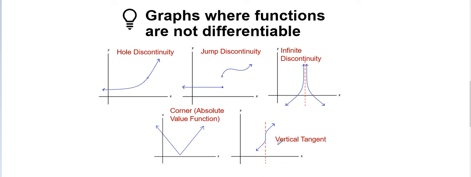And kapag meron tayong corner or absolute value function, no, automatic po, not differentiable yan. Then, dito naman sa ating pong isang graph, ito yung vertical tangent. Nagkaroon tayo ng vertical na tangent. So, pag nakakita kayo ng mga ganitong graph, that means hindi differentiable ang ating function. Alright?